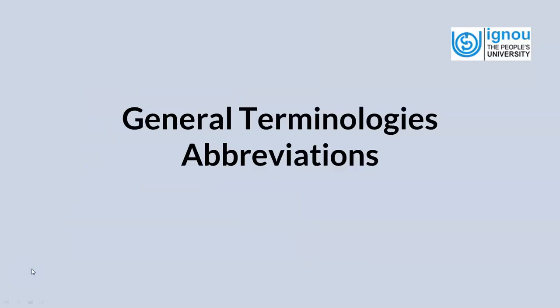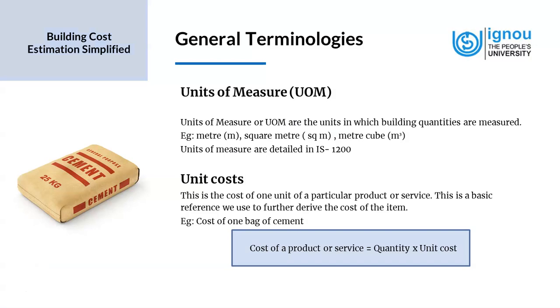In today's video, we are going to learn about the general terminologies and abbreviations used in building cost estimation. First, we will look at two important concepts, units of measure called UOM and unit costs.